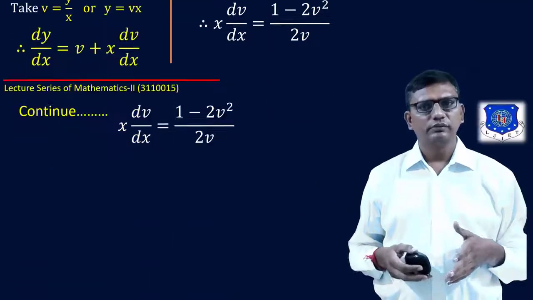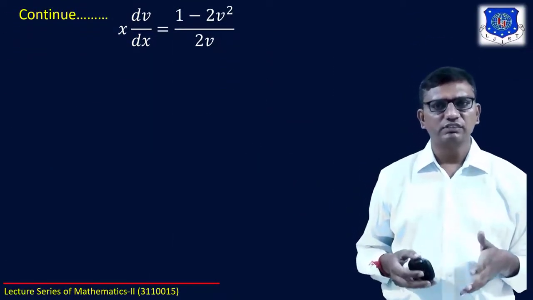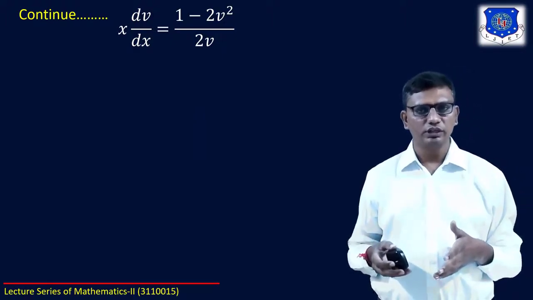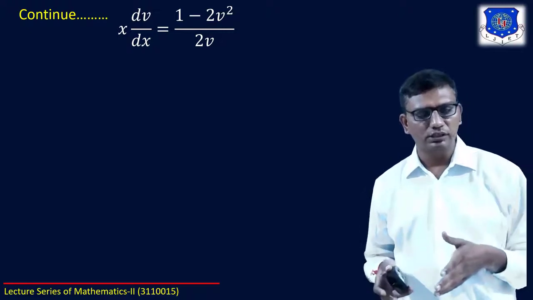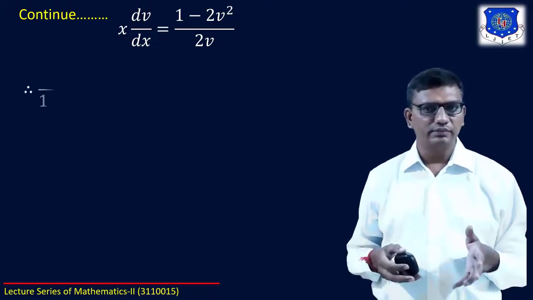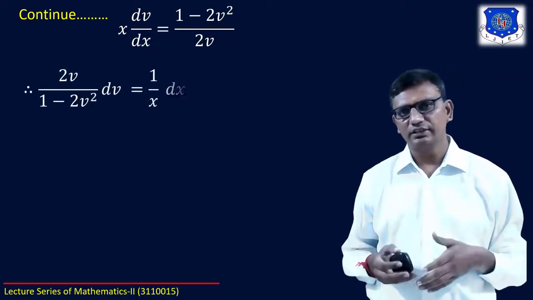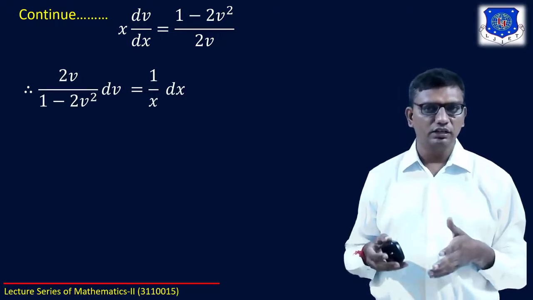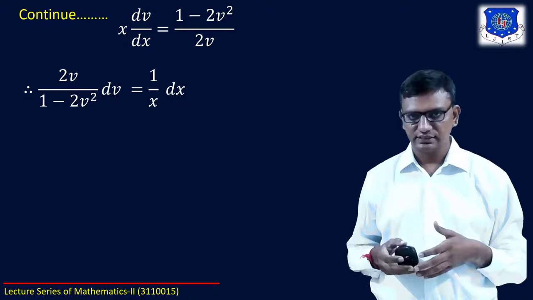Now we will continue with this step. x dv by dx equal to 1 minus 2v square upon 2v. We are setting all terms of v on the left hand side. That means the separable variable method is applicable here. 2v upon 1 minus 2v square dv equal to 1 upon x dx.